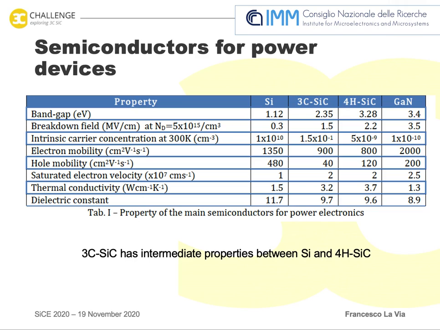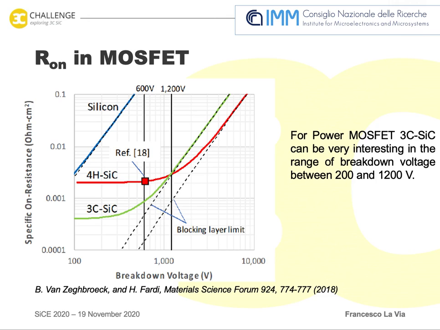If we compare 3C silicon carbide and 4H silicon carbide, we can observe that 3C silicon carbide has a lower band gap and higher electron mobility. This property of 3C silicon carbide can be very interesting for several applications. In fact, if we plot the on resistance of a MOSFET versus the breakdown voltage, we can observe that 3C silicon carbide has a very low on resistance in the range between 100 and 1200 volt.